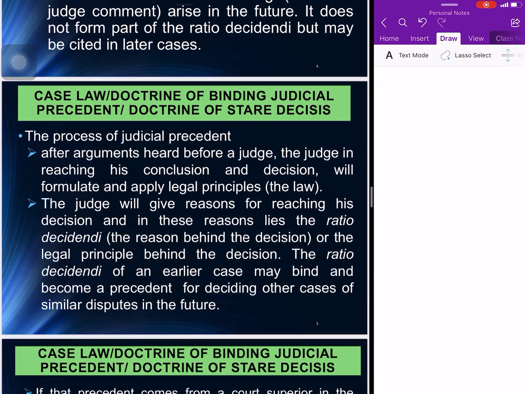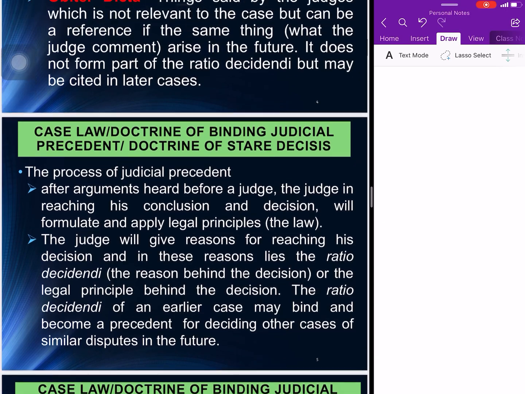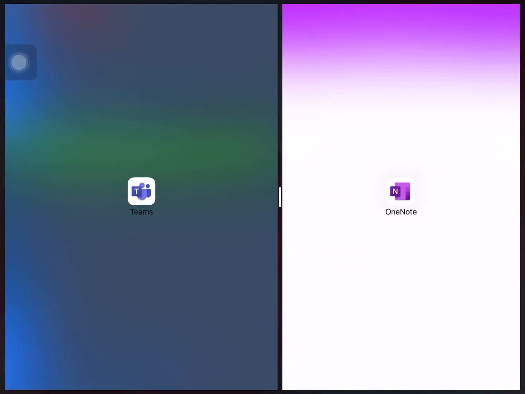Now, this process of judicial precedent, how does it come about? After arguments are heard before a judge, the judge will reach his conclusion and decision, and we formulate and apply legal principles, which is the law. The judge will give reasons for reaching his decision, and in these reasons lies the ratio decidendi, or the legal principles behind the decision. So the ratio decidendi of an earlier case may bind and become a precedent for deciding other cases or similar disputes in future.